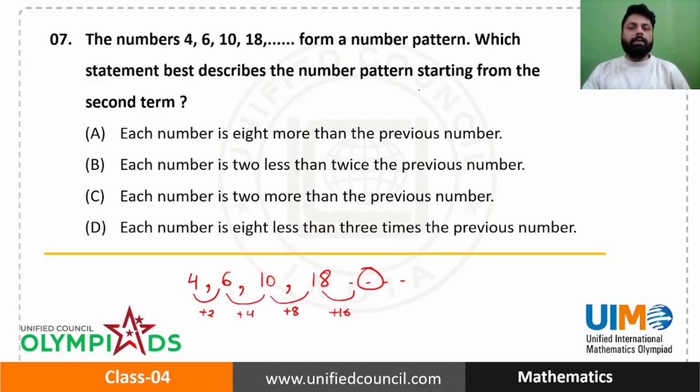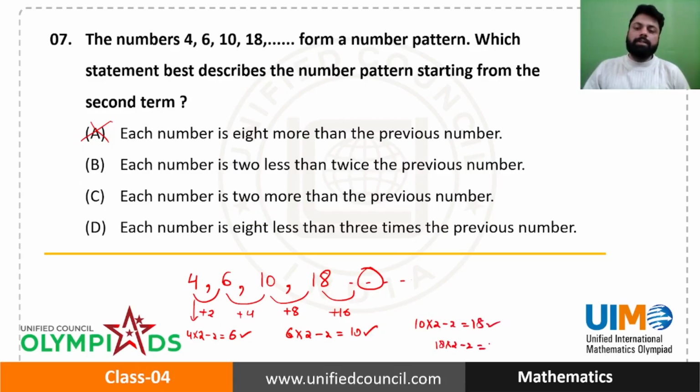Which statement best describes the number pattern starting from the second term? Each number is 8 more than the previous number? No. Each number is 2 less than twice the previous number. So 4 multiplied by 2 minus 2, that is 6. True. 6 multiplied by 2 minus 2, that is equal to how much? 12 minus 2, 10. Correct. 10 multiplied by 2 minus 2, that is 18. Correct. So the next number should be 18 multiplied by 2 minus 2, that is 36 minus 2, 34. According to our pattern, it is correct. So this is the correct one.